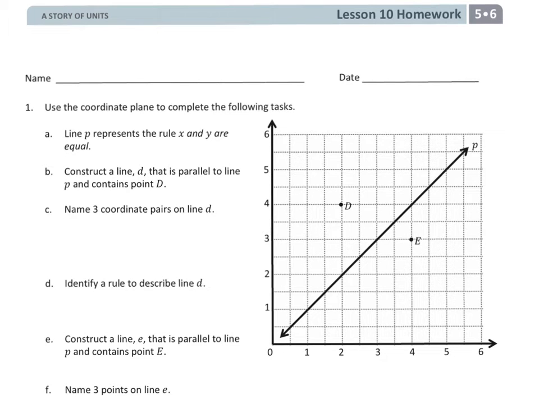Hello everyone, this is grade 5, module 6, lesson 10 homework. The directions for one state: use the coordinate plane to complete the following tasks.